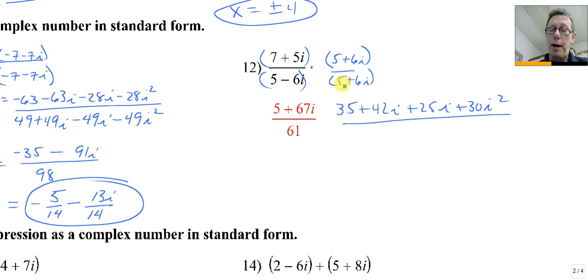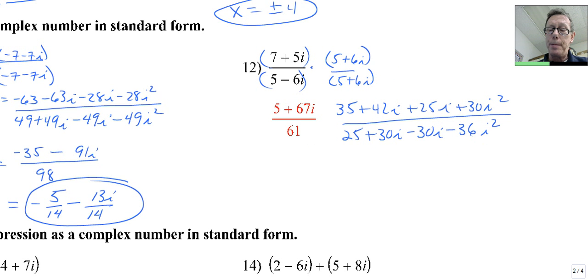The denominator, 5 times 5 is 25. 5 times a plus 6 is plus 30i. Negative 6i times 5 is minus 30i. And lastly, a negative 6 times a positive 6 is a negative 36, and I have i squared.